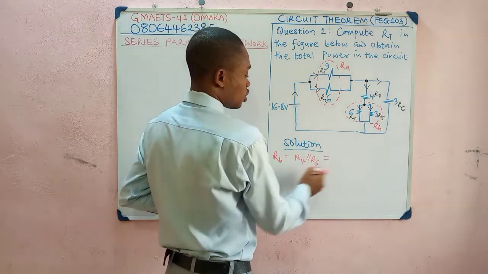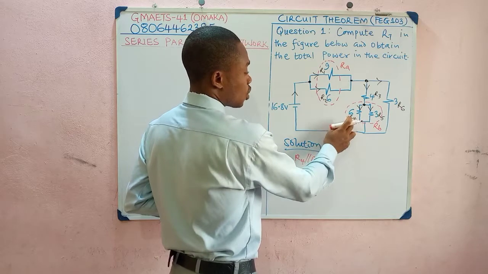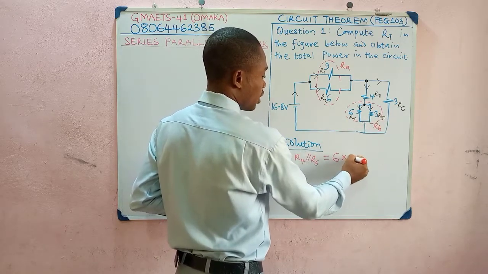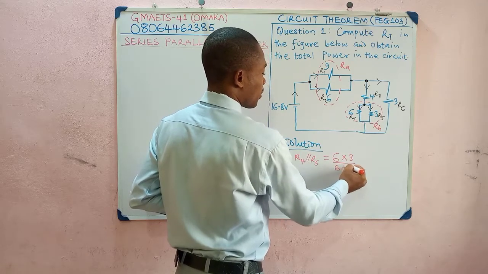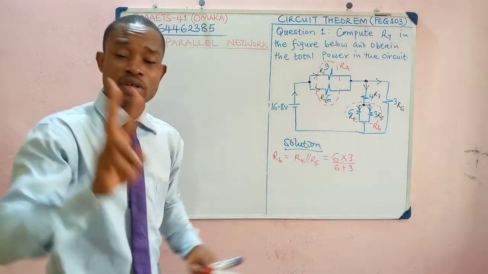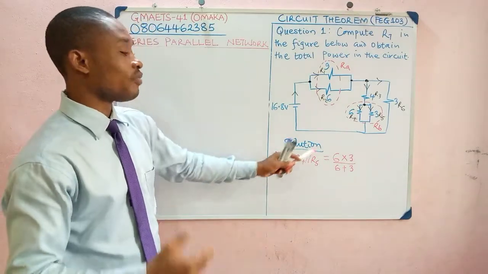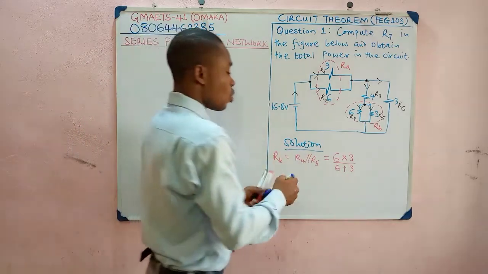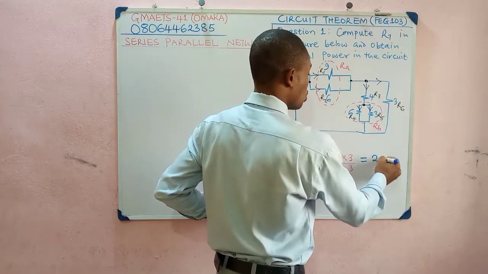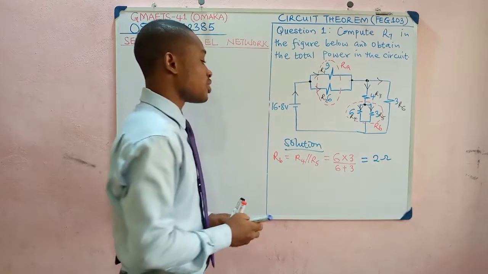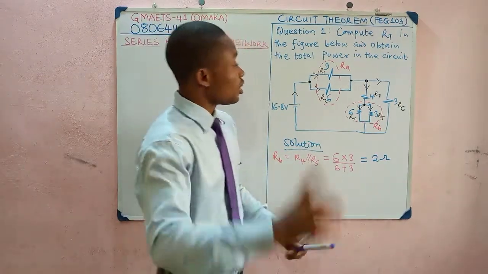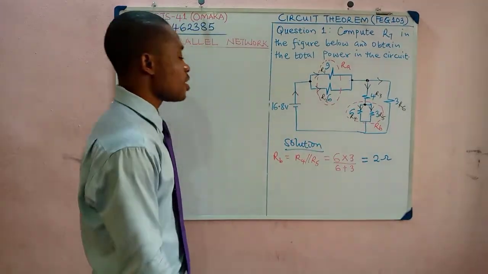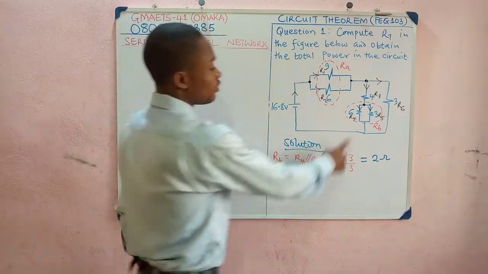And of course, that is going to be, R4 is what? 6 ohm resistor. So that will be 6 times R5 is 3, then divided by 6 plus 3. Okay, remember they are in parallel. And when two resistors are connected in parallel, you can use this formula, product of the resistors divided by sum of the resistors. If you work on that, what will this give to us? 2 ohms, because this is 6 times 3 all over 6 plus 3. Take note please, all these values of these resistors are in ohms, okay? They are in ohms.